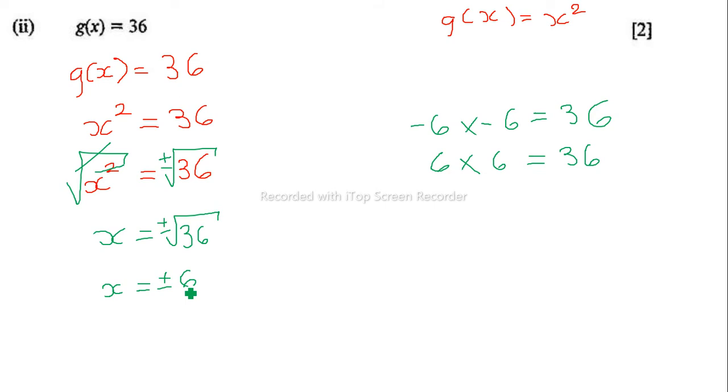Alright, so that's why this is 2 points, because we have two solutions. Positive 6 and negative 6. For 2 points? Yeah, for 2 points.